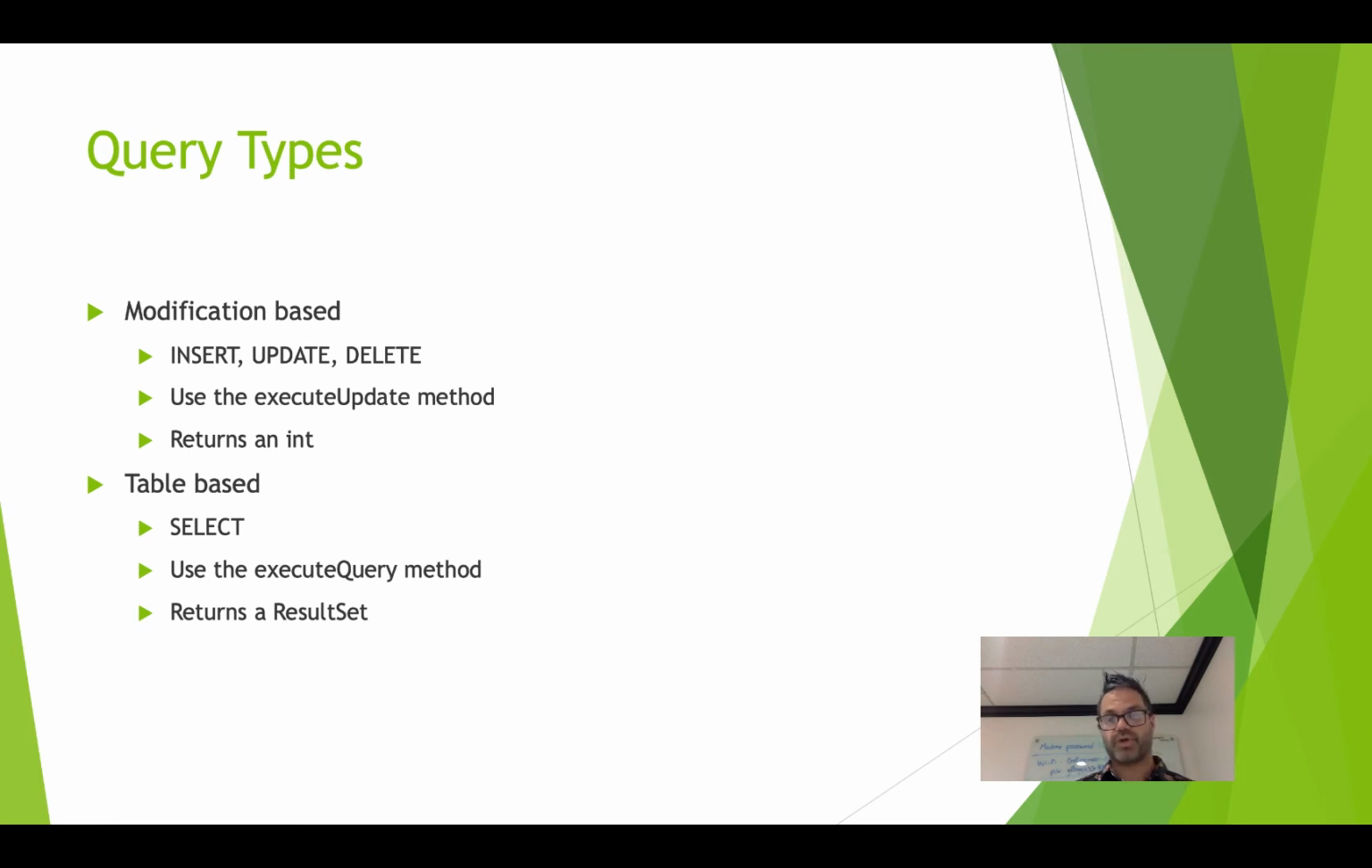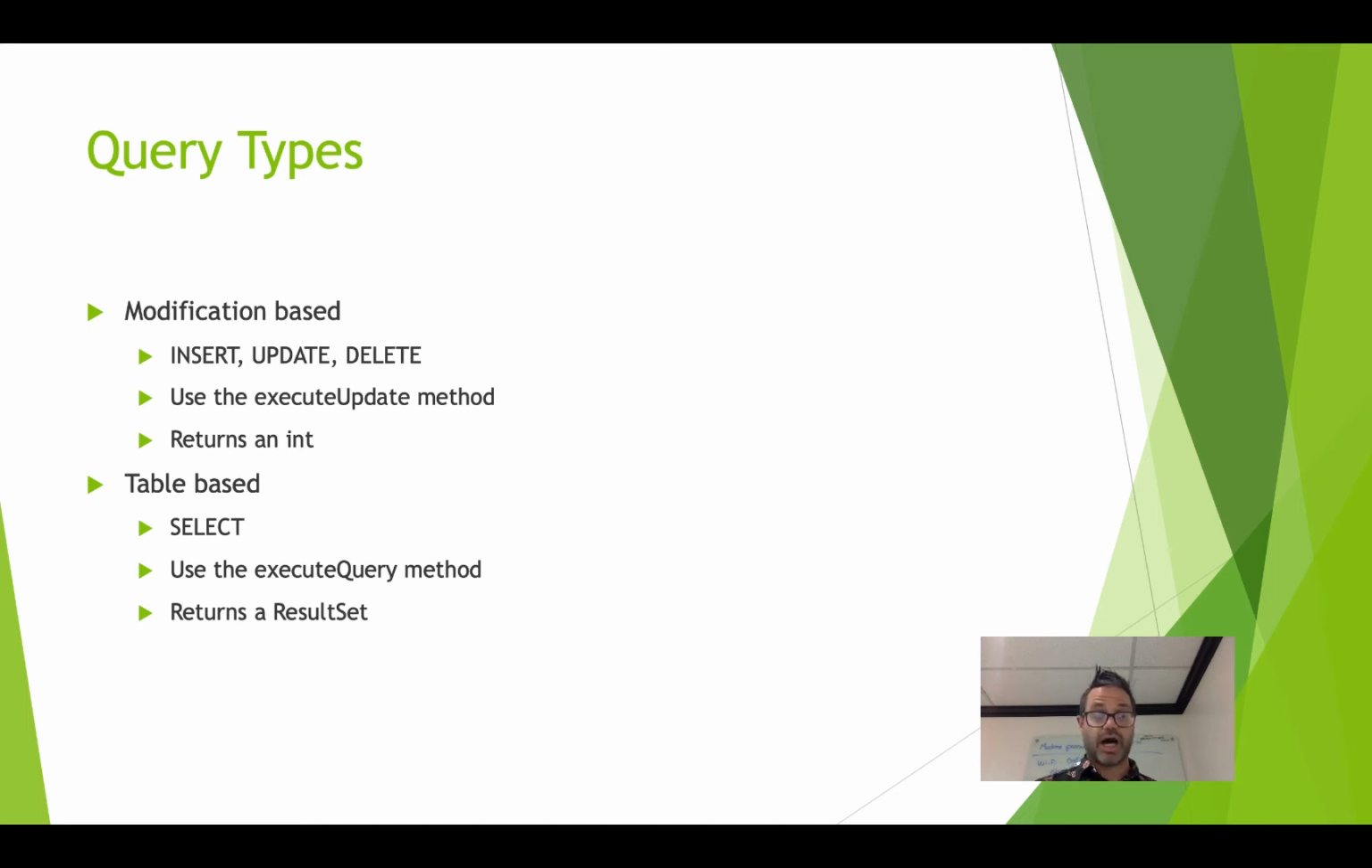There's a couple different query types we have when we're working with a database. We have either modification-based or table-based. The modifications are for insert, update, and delete commands, and we're actually just going to be changing the contents of a table. When you're using the modification-based ones, we use the execute update because it gives us nothing back except for the number of rows that are affected. So it's just a quick little int. We'll talk more about that as we go through.